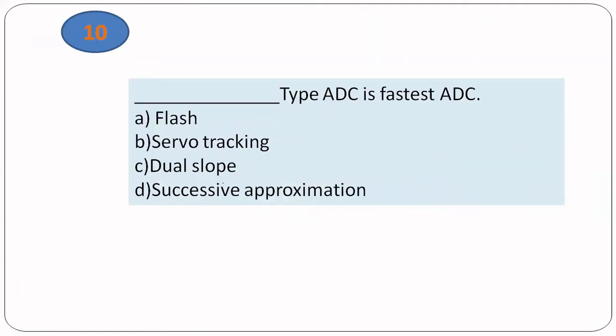Now, next, which type of ADC is fastest? The fastest ADC is flash. That is the option.